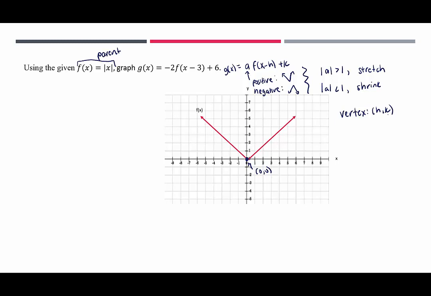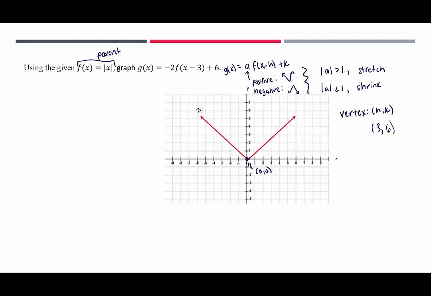Notice that h is the opposite of what we see because it says x minus h. And if we look here, it says x minus 3. So 3 is the x coordinate of the vertex. If it said x plus 3, then it would be the opposite of that. It would be negative 3. So I usually tell my class, inside opposite, and then the k is exactly what we see. So it's plus k, plus 6, so it's a positive 6.